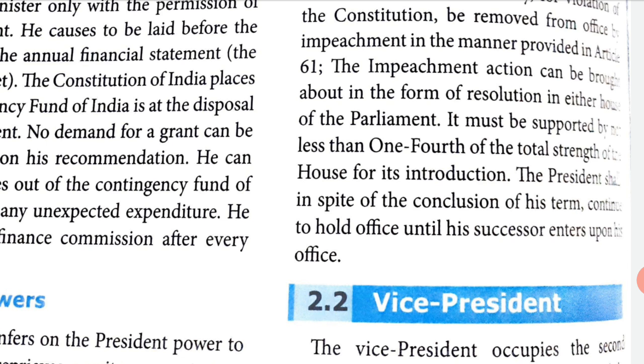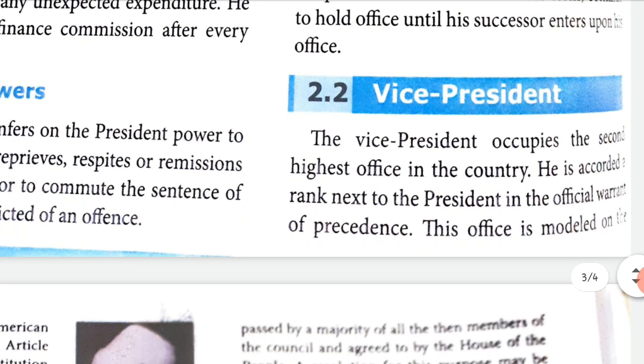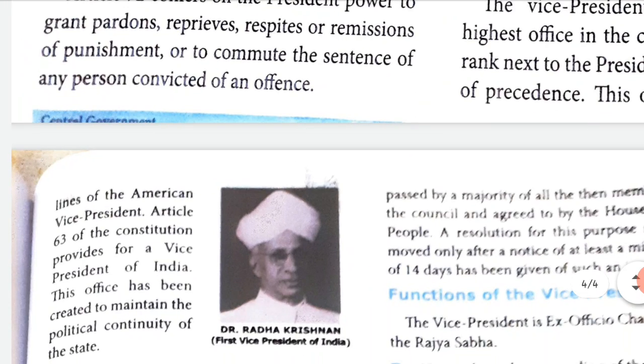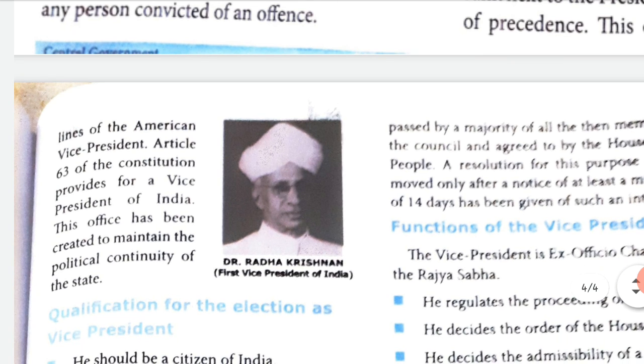That also can happen. Now we learn about the Vice President. The Vice President occupies the second highest office in the country. He is accorded a rank next to the President in the official warrant of precedence. This office is modeled on the lines of the American Vice President. So the Vice President is the second person in the country, and the office is modeled on the American Vice President.